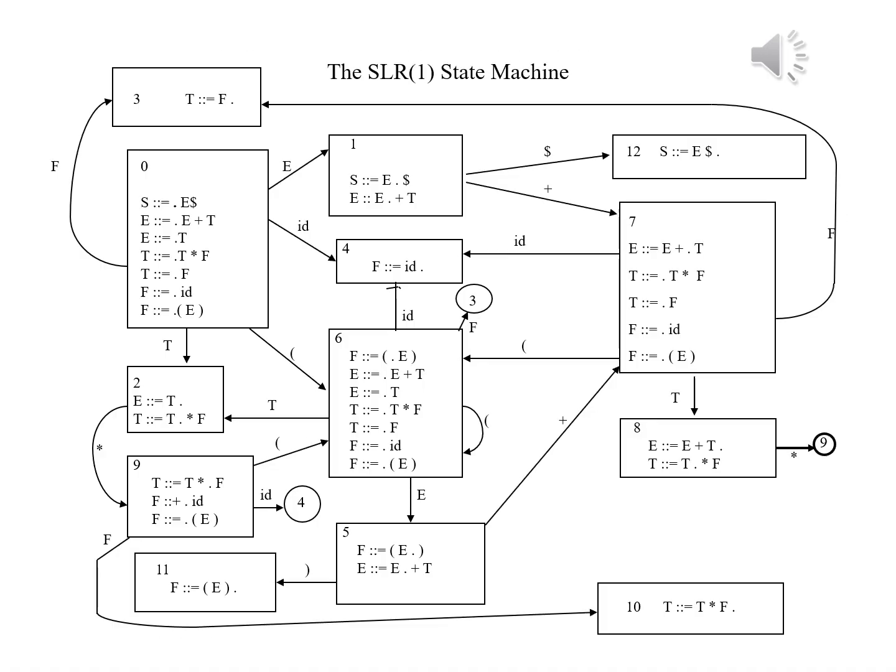Let's take a look at state 8. E derives E plus T dot is a final item. There are no transitions from here. However, T derives T dot times F will have a transition on times to state 9. At this point, it's clear that there are no additional states that we need, and the ones that we have so far are numbered 0 through 11, which means that our final state, our acceptance state, will be state 12.